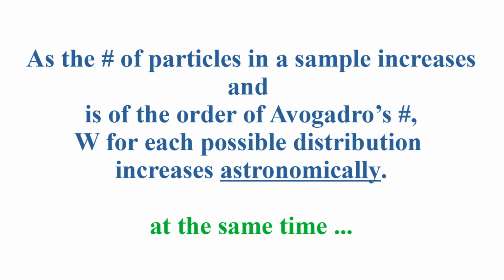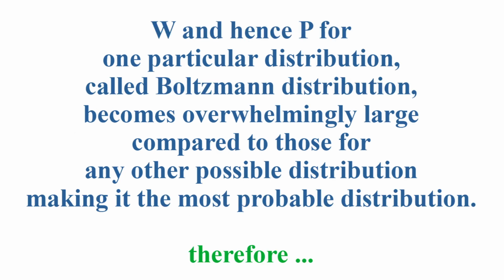As the number of particles making up the system increases and is in the order of Avogadro's number corresponding to the macroscopic world, the number of possible microstates for each possible distribution astronomically increases. And at the same time, interestingly enough, the number of microstates W and hence the probability P for one particular possible distribution becomes extremely large in comparison with those for any other distribution.